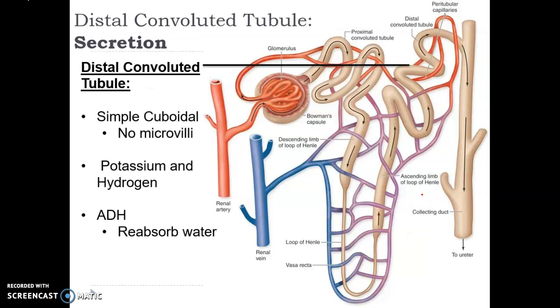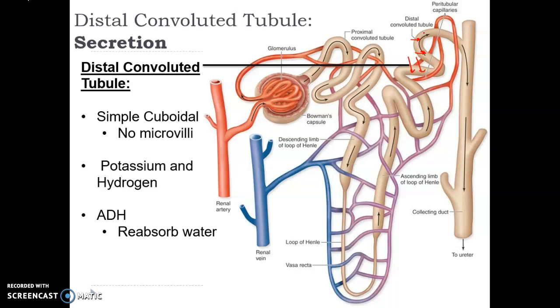Looking into the distal convoluted tubule, this is the site for secretion. Remember, if you are healthy and if you are well hydrated, the excess hydrogen ions, excess potassium ions, and drug metabolites are dumped into the distal convoluted tubule from the peritubular capillaries. So things are dumped in here. However, under the influence of aldosterone, there can be sodium and water reabsorption from the distal convoluted tubule.